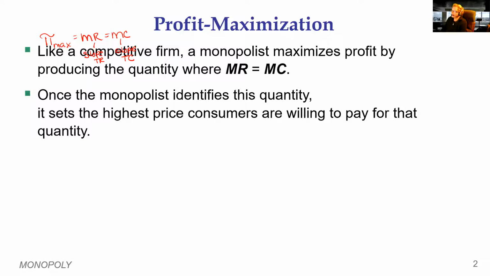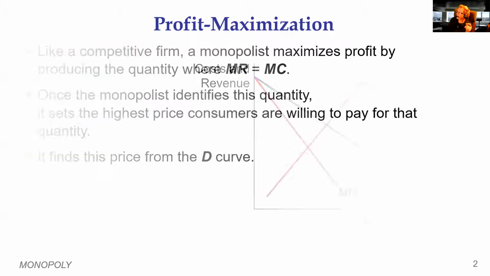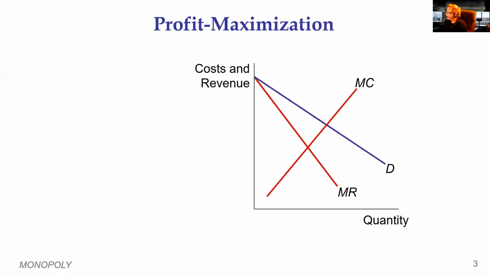But the difference here is the product's not homogeneous. The product is in fact differentiated. So that means that the monopolist gets to choose the price at which they're going to sell this product. Let's see how this would work. Here we have a marginal revenue and marginal cost for a monopolist, and we have a demand curve, the price that people are willing and able to pay.